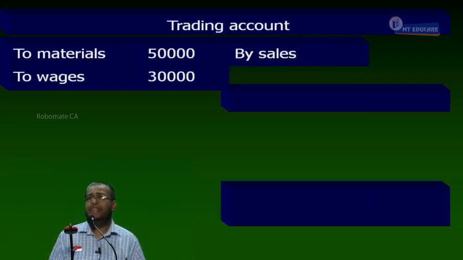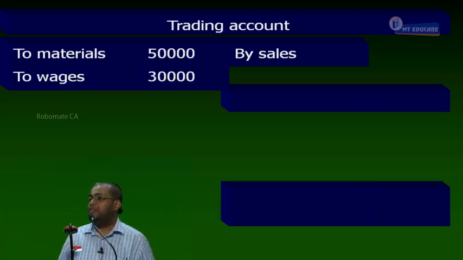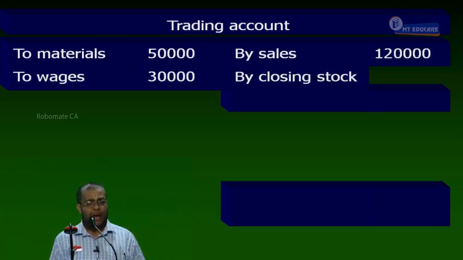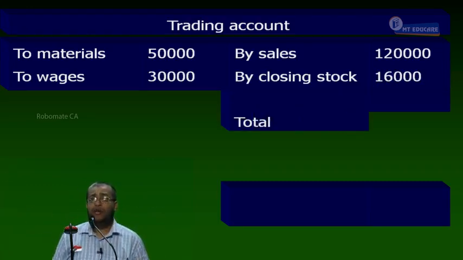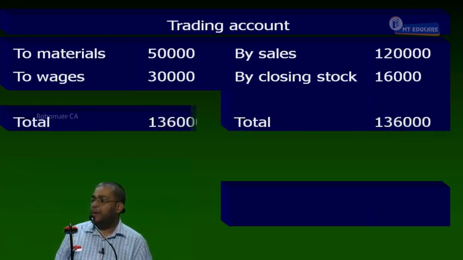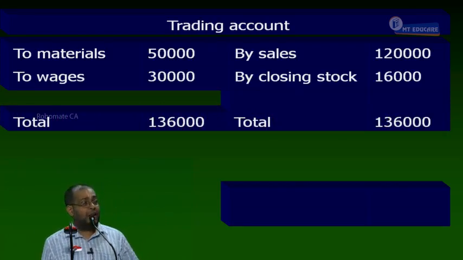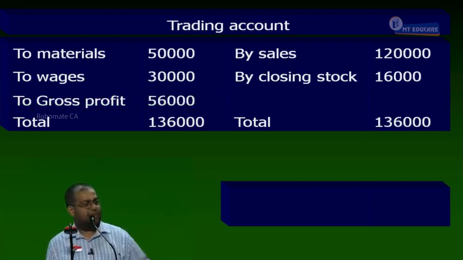Now, on the credit side, by sales. What's the sales amount? 8,000 into 15, 1,20,000. By closing stock. Closing stock should be valued at cost price, and at manufacturing cost, not full cost. What stock value? 16,000. 2,000 units in stock at 8 rupees per unit. Yes or no? Now, if I total the trading account credit side, what is the total? 1,36,000. Minus 80, I get gross profit. The profit that comes out of the factory, I call gross profit. What is the gross profit? 56,000. Accept or not?